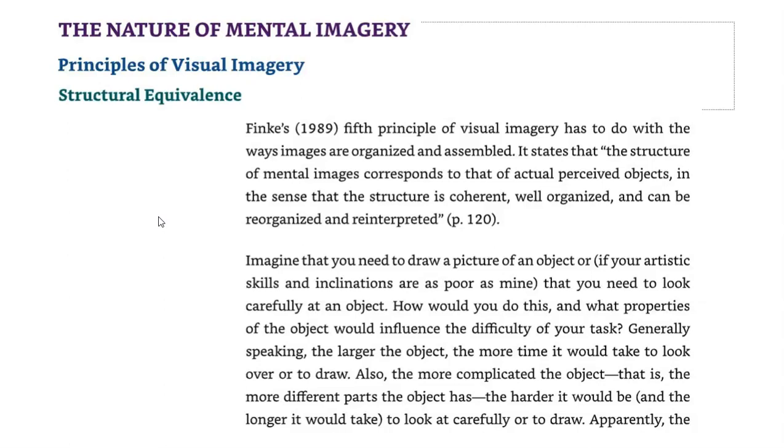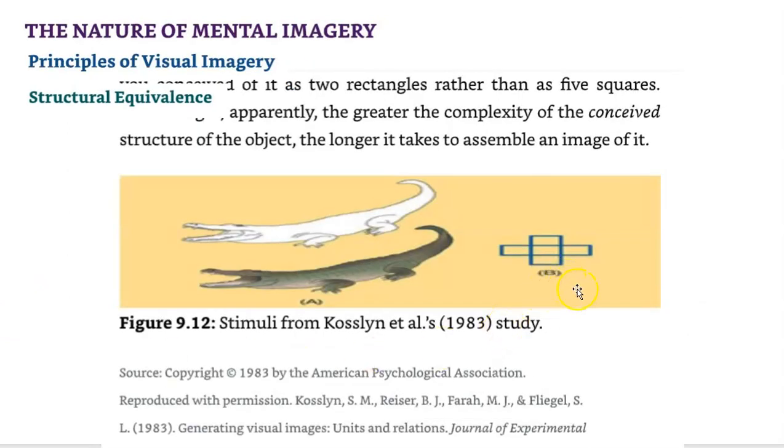So here's that top sentence again. It states that the structure of mental images corresponds to that of actual perceived objects in the sense that the structure is coherent, well organized, and can be reorganized and reinterpreted. If I have to organize something mentally that's a little bit more complicated, such as 5 squares forming a cross, in that case, the interpretation is longer and the physical manifestation takes longer. So that's this idea of structural equivalence. A very clever experiment, and I think the rectangles actually demonstrate that more powerfully than the crocodile or the similar stimulus.